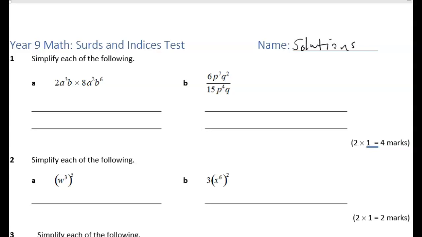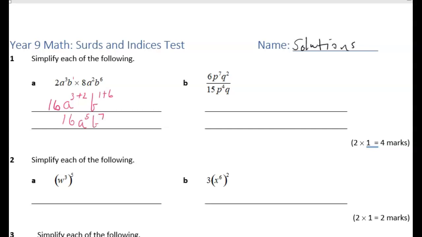All right, so question 1A. So when we're multiplying, we don't have to look for like terms or anything like that. We're just going to multiply our numbers. So we've got 2 times 8, which gives us 16. And then we've got a base a. And when we're multiplying, we add our powers. So it's going to be a to the power of 3 plus this 2 here. And our other base is b. And this is to the power of 1. And then we've got the 6 on this side. So bringing it all together, we're going to have 16a to the power of 5 and b to the power of 7.